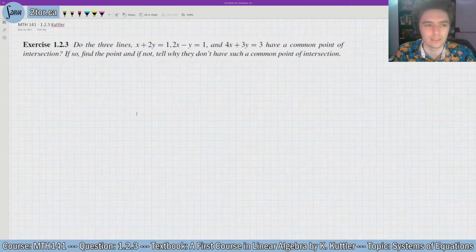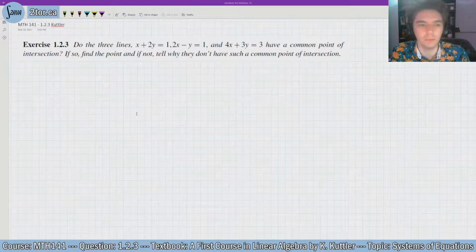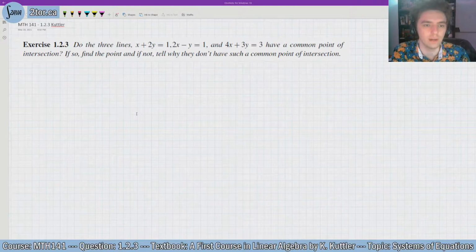Okay, so let's take a look here at this question. Do the three lines x plus 2y equals 1, 2x minus y equals 1, and 4x plus 3y equals 3 have a common point of intersection? If so, find the point, and if not, tell why they don't have such a common point of intersection.